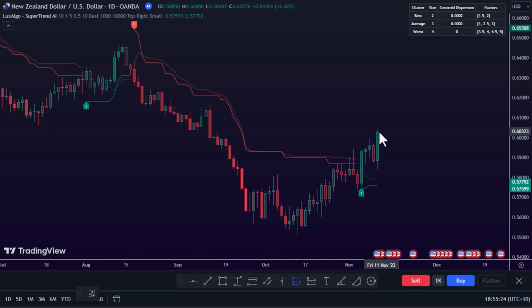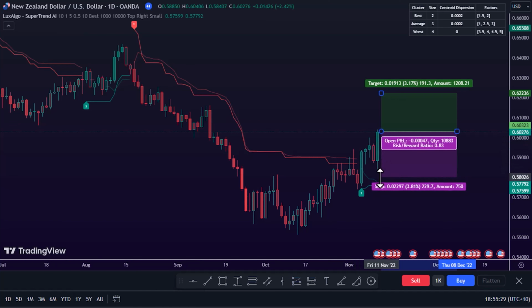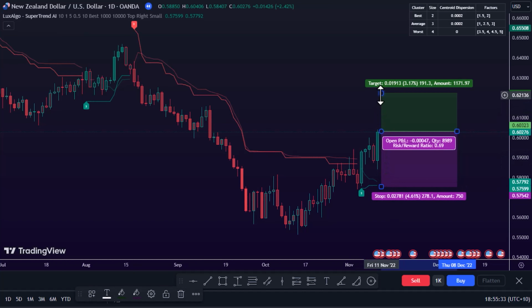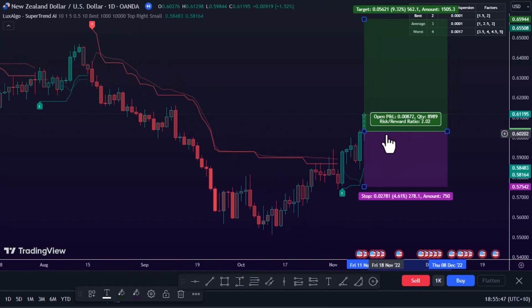Step 4. Execute a buy position at the close of the strong bullish rejection candlestick. Place stop loss below the green trailing stop. Traders should exit the buy position whenever the price closes below the green trailing stop in the newly formed uptrend.